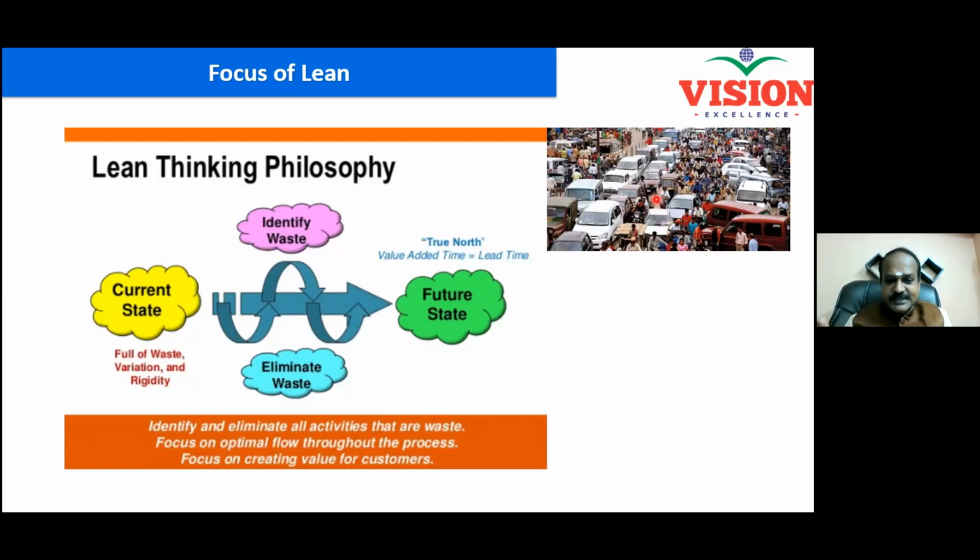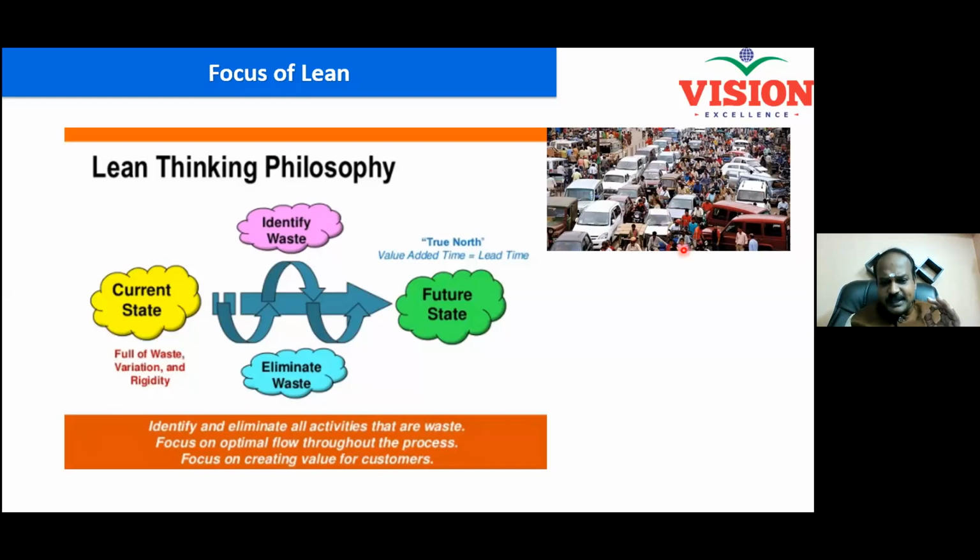What is simplification? Eliminating the unnecessary steps. Unnecessary fat, when you allow it to accumulate in your body, what will happen? Just to stand up from the place, you will require 1 hour. Isn't it? So lean is all about eliminating the unnecessary things, not only from our body, from our workplace, and from our business process also.